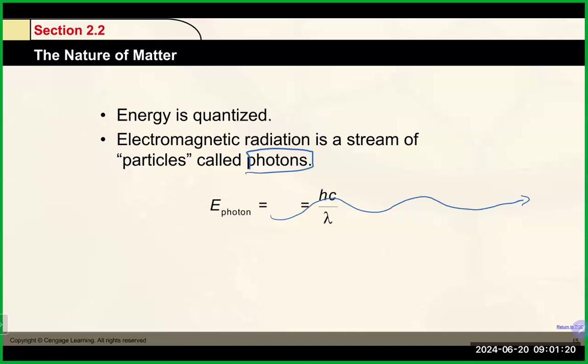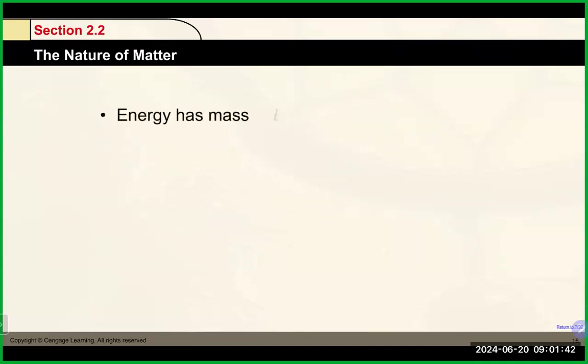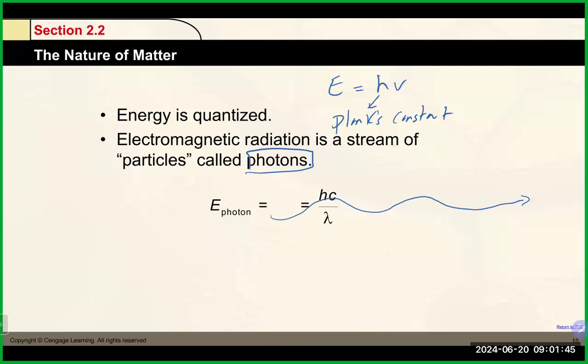And we could calculate that through this formula. So let's talk about how we calculate. E is equal to h times the frequency, and h is what is referred to as Planck's constant. Planck's constant is 6.63 times 10 to the minus 34 joules times seconds. So that is a constant, just like c is a constant.